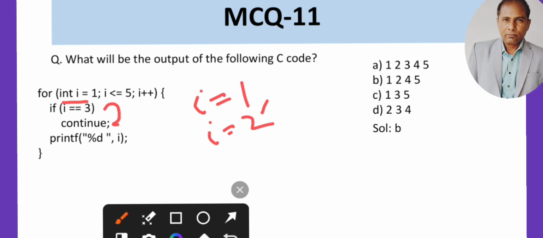Since it is 3, it will stop here. At the case of 3, it will not print i. Now again it will increment, and i will become 4. It will print, then increment i by 1, i is less than or equal to 5, so it will print. Now again it will increment i by 1. Since it is not less than or equal to 5, it will not print. So it should print the values of i: 1 2 4 5. So B should be the correct answer for this question.